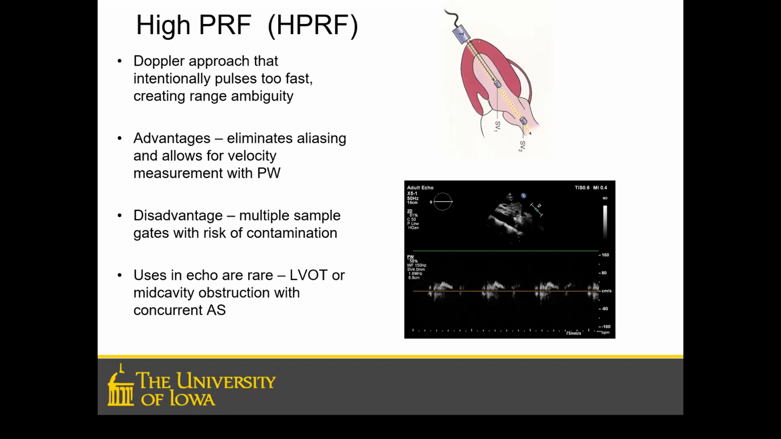Basically, the only time that we do this is if there is, say, a mid-cavity or LVOT obstruction and AS happening at the same time. Then you can try to get a flow velocity at specific locations without contaminating with continuous wave. The other time, as in this example, is sometimes if you're trying to Doppler the aorta, if the patient has a large BMI, this depth may be so much that you have to get into high PRF mode simply because the aorta is so deep.